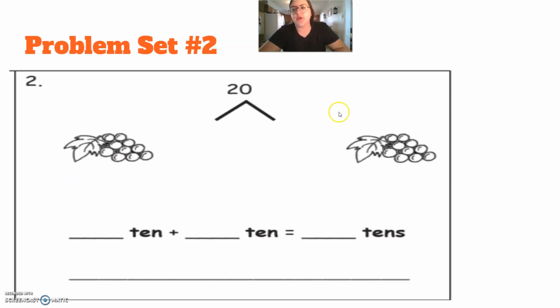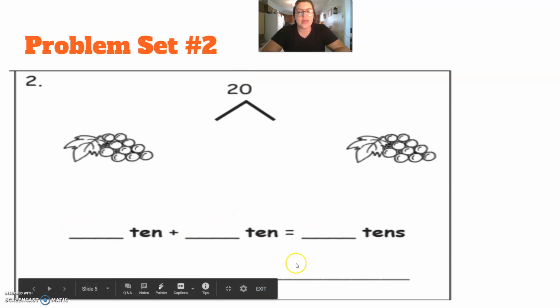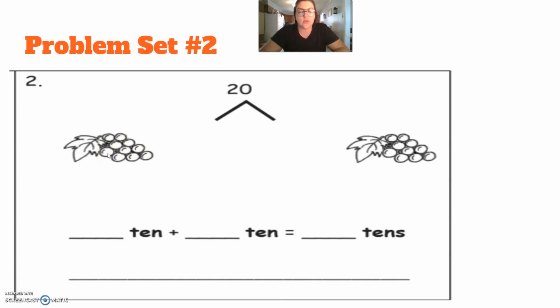Okay, so this is our problem set for today. They want us to fill out this number bond, then go in here and add our tens, and then create an addition sentence for it. So how many tens do we have here? 1 ten. What is 1 ten worth? 10. We also have 1 ten over here. What is 1 ten worth? 10. Because we know 10 plus 10 is 20.